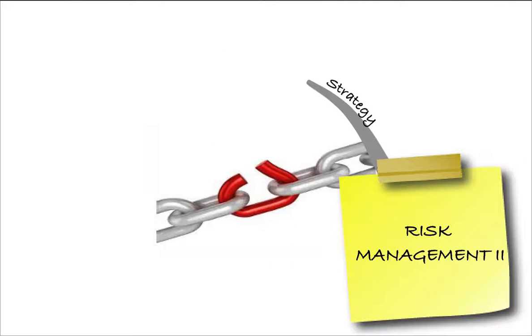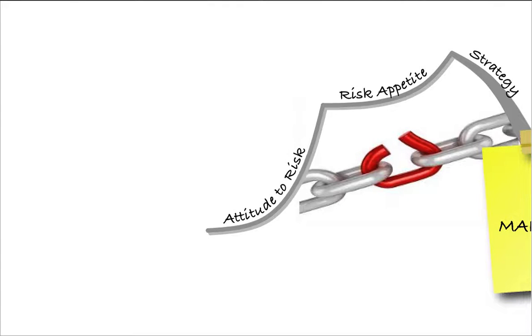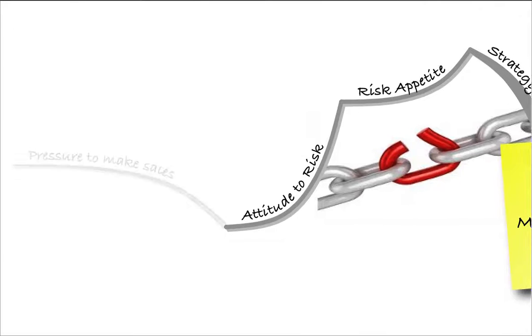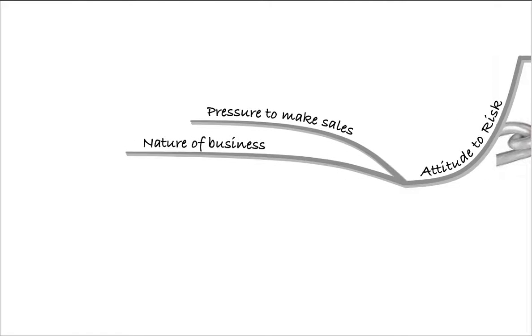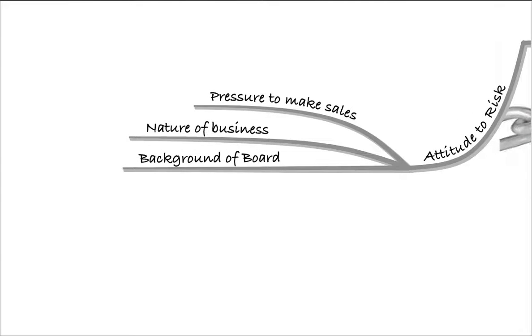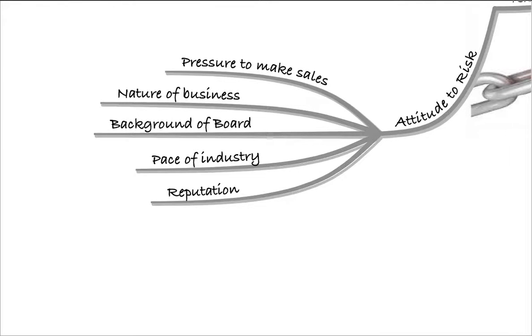So we looked first of all here at the risk management strategy within a firm. And remember, this would be determined by the risk appetite. The risk appetite was made up of the firm's attitude to risk. So that would depend on, for example, the pressure to make sales within the firm, the nature of the business, the background of the board, the pace of the industry, and indeed the reputation of the business. All of those would determine how much risk that firm wanted to take.